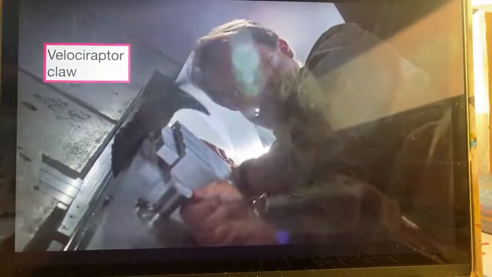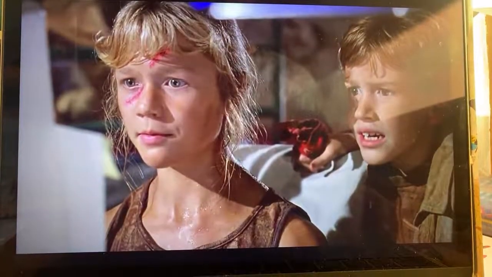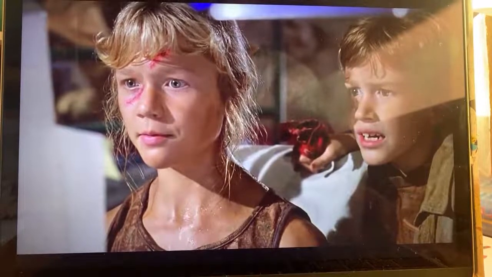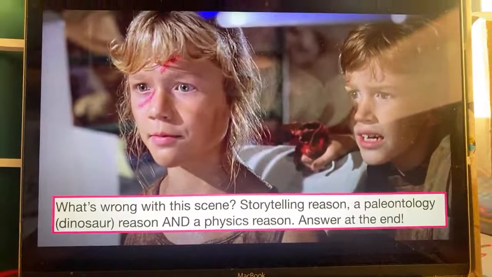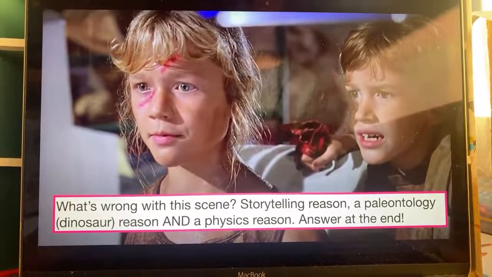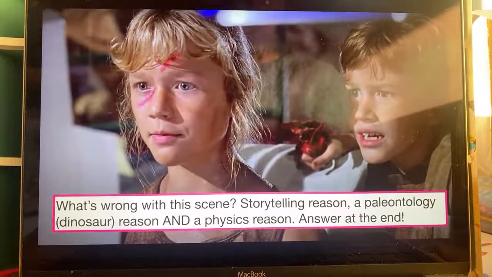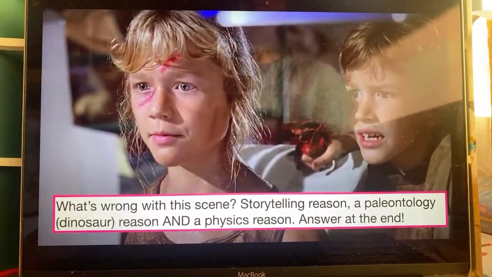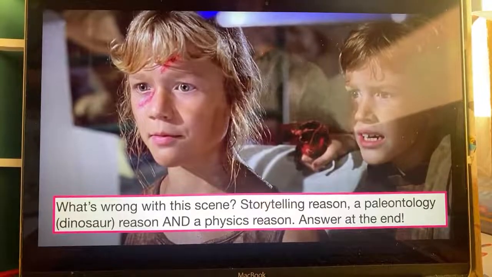The velociraptor claws are just getting through the door. There's Dr. Alan Grant trying to push the door shut. Oh, there's the velociraptor breathing against the window. Here, cut back to Lex looking at the computer screen with Tim looking over her shoulder. So what's wrong with this scene in Jurassic Park? Obviously, there's nothing wrong with it because Jurassic Park is the most perfect piece of filmmaking ever. But can you see a storytelling reason, a paleontology dinosaur reason, and a physics reason for why this scene isn't very realistic? Answer at the end.